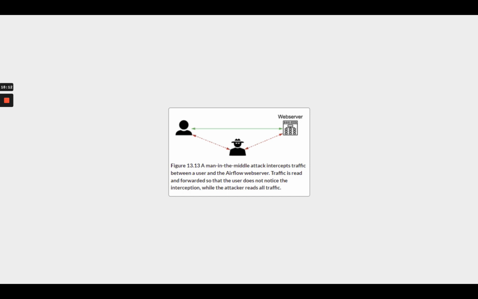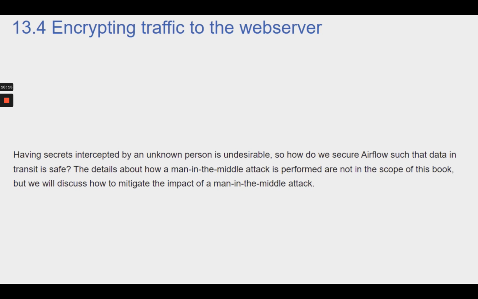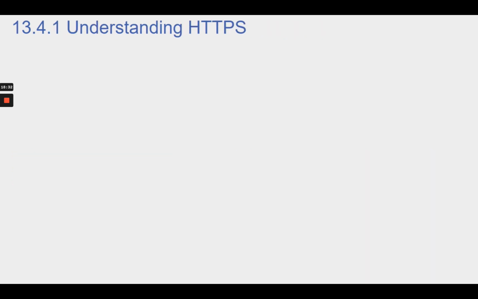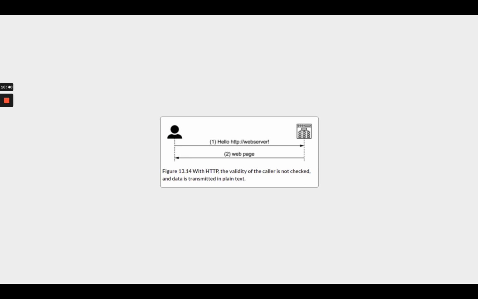Figure 13.13. Having secrets intercepted by an unknown person is undesirable, so how do we secure Airflow such that data in transit is safe? The details about how a man-in-the-middle attack is performed are not in the scope of this book, but we will discuss how to mitigate the impact of a man-in-the-middle attack. Section 13.4.1. Understanding HTTPS. We can work with the Airflow web server via a browser, which communicates with Airflow through the HTTP protocol, figure 13.14.